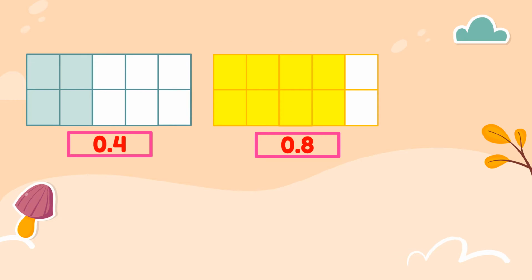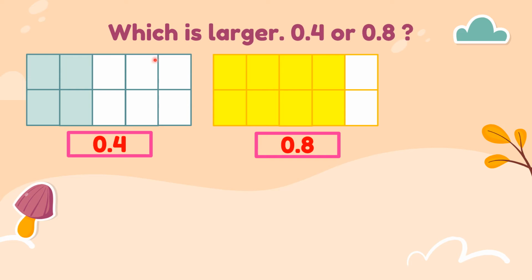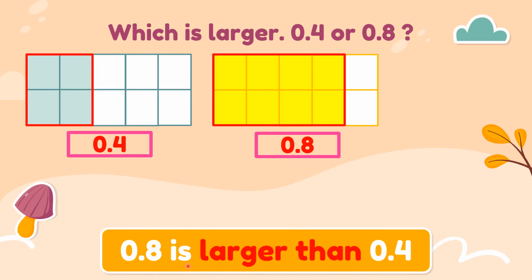Now, let's look at this example. Which is larger, 0.4 or 0.8? Look at this picture. Which is more? Yes, yellow is more than blue. So, 0.8 is larger than 0.4.